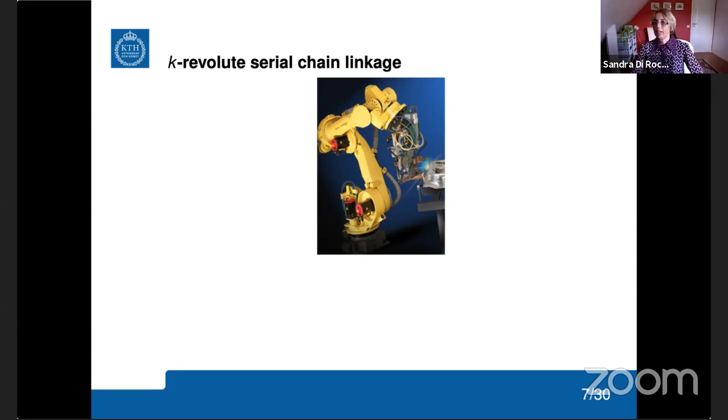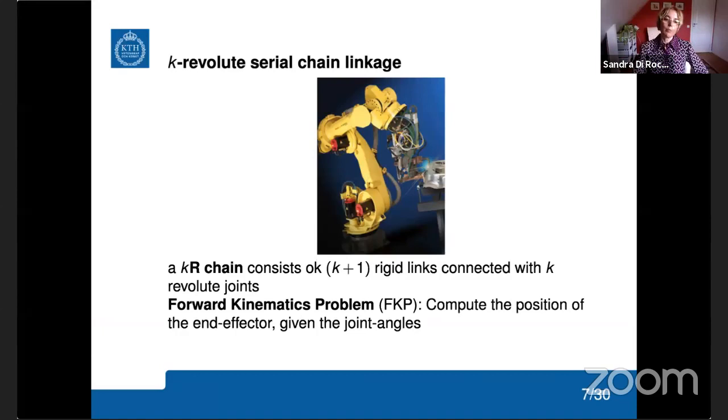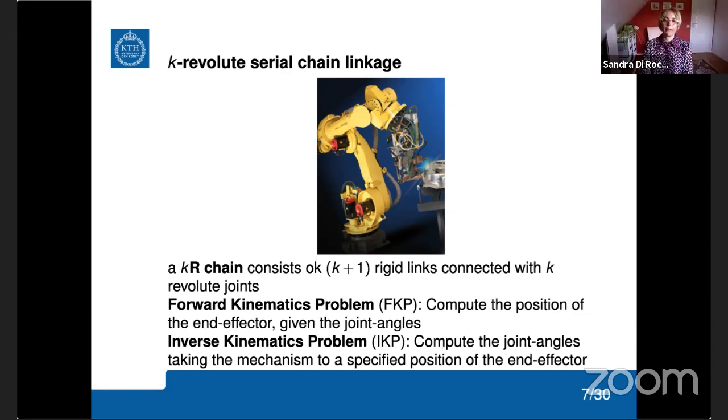So in general, a K revolute serial chain linkage is a machine of that type having K bars which are joined together, and the joints can move freely in R3. If you really look at all the pieces, it has six bars joined together. And in kinematics, there are two problems attached to such a linkage. One is called the forward kinematic problem, and the other is called the inverse kinematic problem. Let me now focus on the inverse kinematic problem, which is the following.